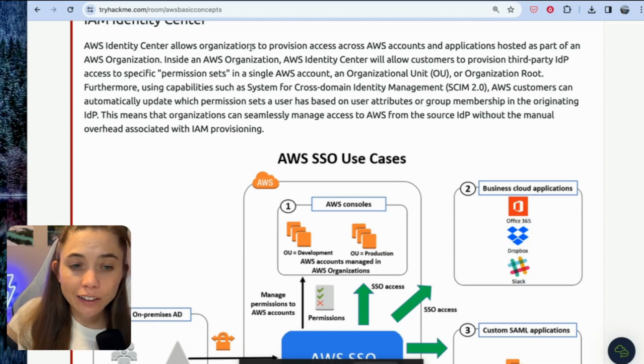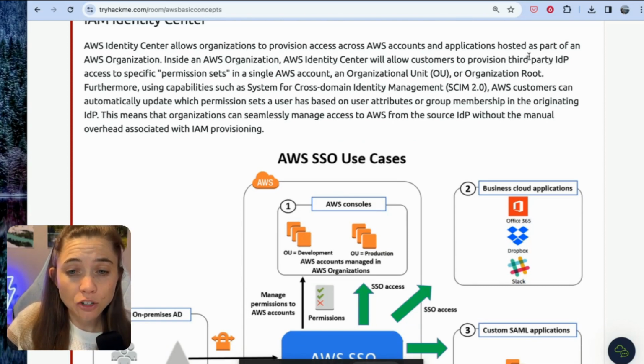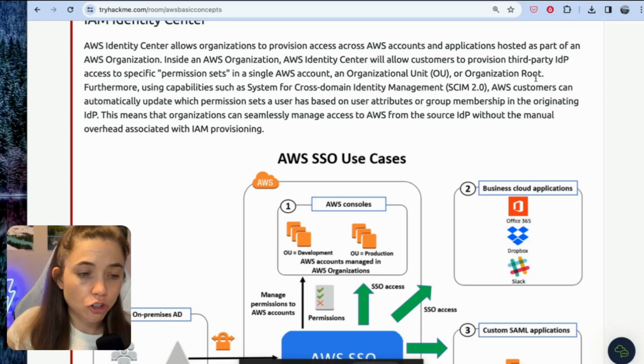This Identity Center allows organizations to provision access across AWS accounts and applications hosted as part of an organization. Inside an AWS organization, AWS Identity Center will allow customers to provision third party identity provider access to specific permission sets in a single AWS account, an organizational unit, which remember might include multiple AWS accounts, or organization root, the root account at the top of the tree.